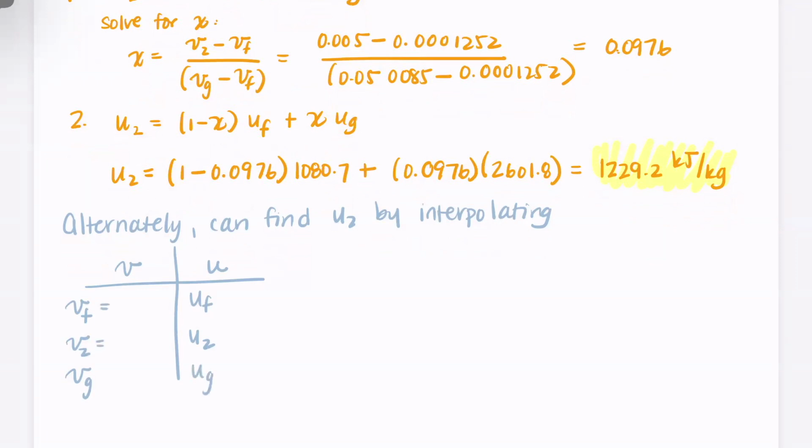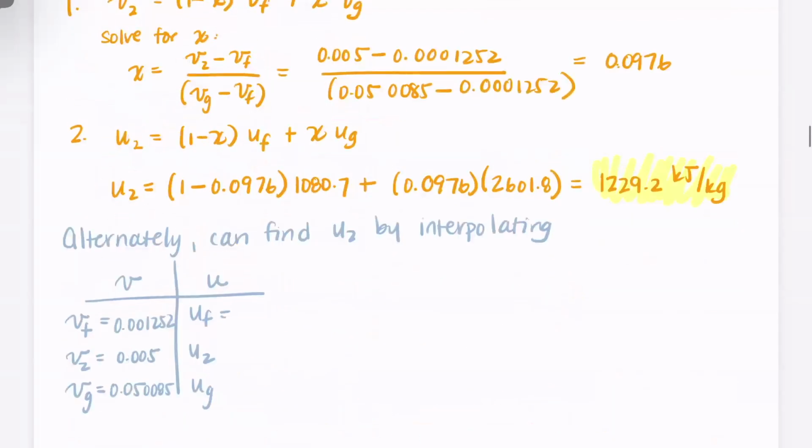All right, so VF is 0.001252, V2 is 0.005, and VG is 0.050085. All right, U2 we want to find. UF we have is right here, 1080.7, and UG is 2601.8. Right? So then we interpolate.